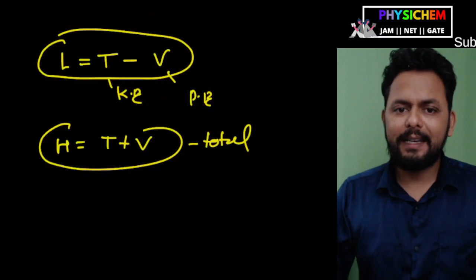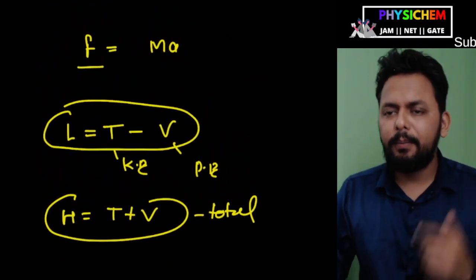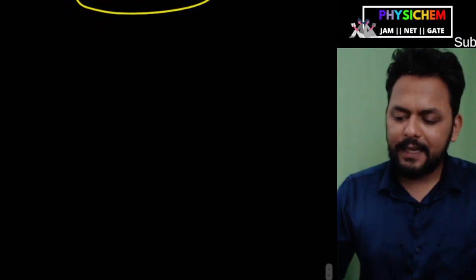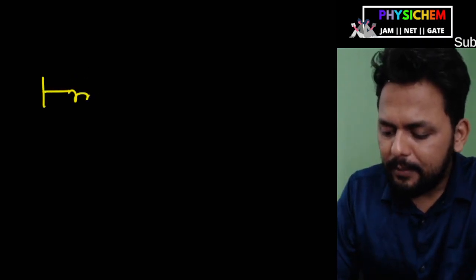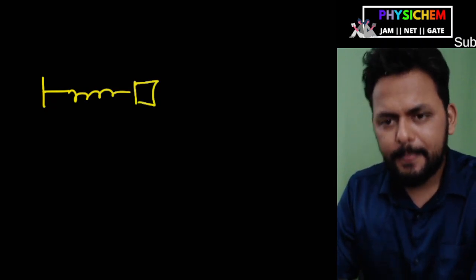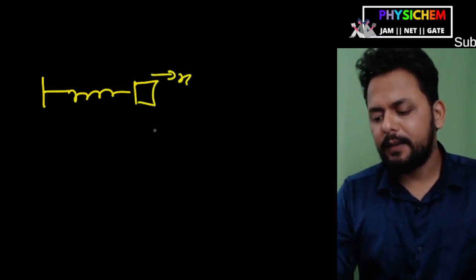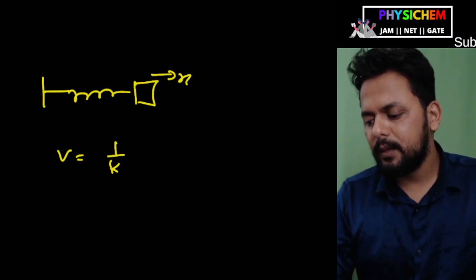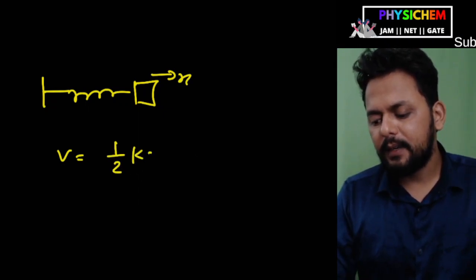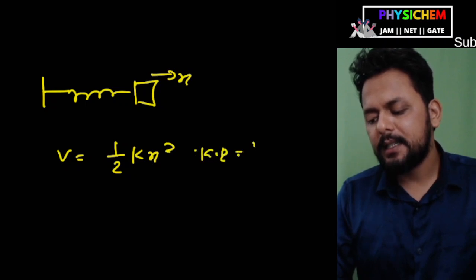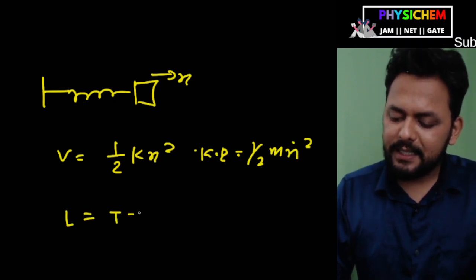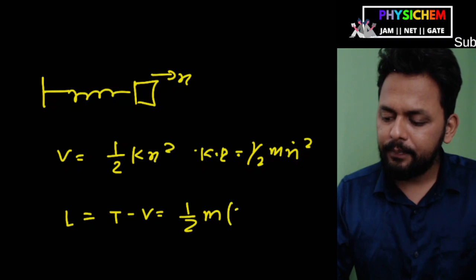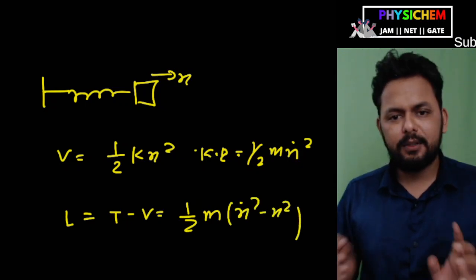So why do we prefer Lagrange when doing complex questions in physics? As I told you, because we are using the concept of energy. Let's say we are finding the Lagrangian for a system. We have a spring oscillating with a displacement of x. The potential energy is half kx square, and the kinetic energy is half m x dot square. So the Lagrangian, T minus V, comes out to be half m x dot square minus half kx square. This is the Lagrangian of the system.